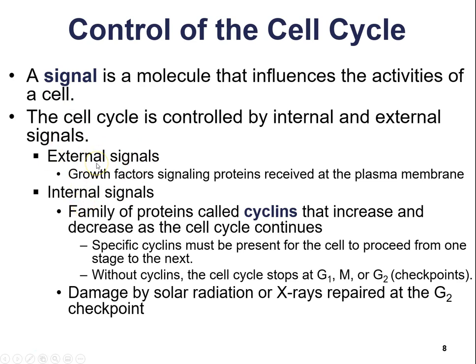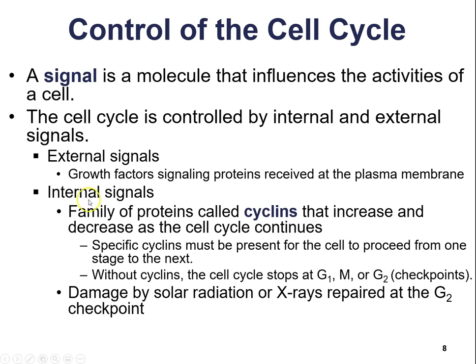So I mentioned the external signals on that last slide. Those are things like growth factors. Okay, so these are things in the extracellular environment that might bind to a receptor on the plasma membrane and tell the cell, yes, there are lots of growth factors around, right? Those growth factors will then say you should divide, right? Things are favorable for you to divide.